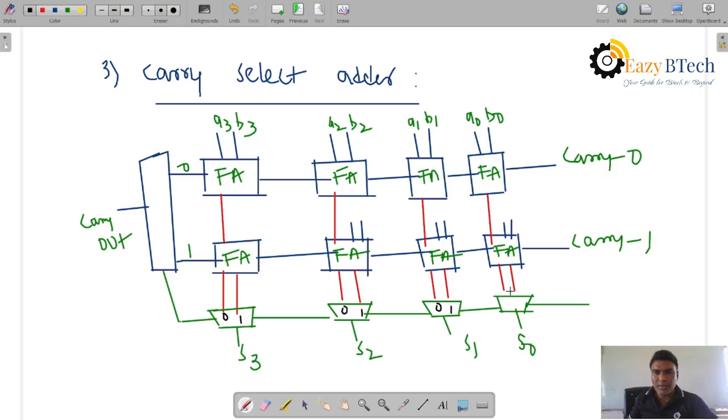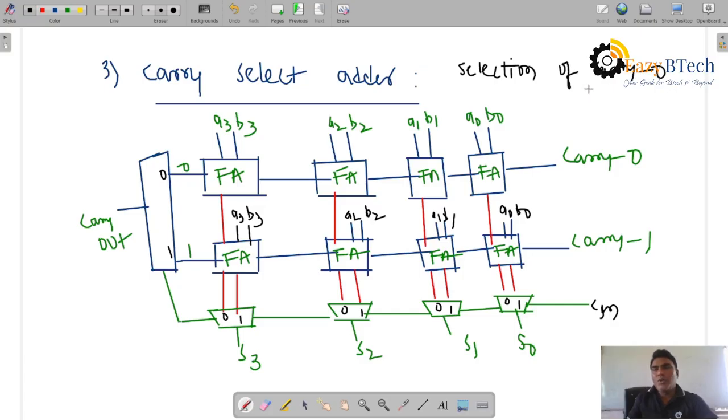Carry one. Carry zero is given, right? So Cin we are applying here, the addition of two bits. Here also A0 B0, A1 B1, A2 B2, and A3 B3. The same inputs are given. So addition with one is carry zero, one is carry one. Then the sum value is selected from carry zero or carry one. So carry out also we can take as zero or one. So by using this selection of carry, zero or one, the speed will be increased, right?